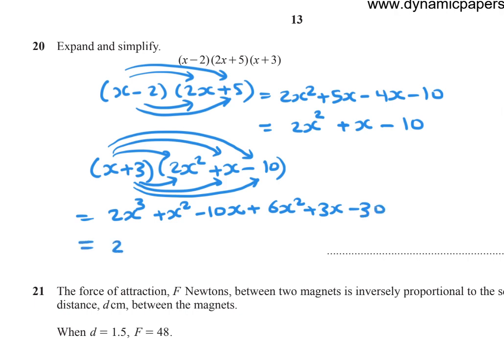Combine the like terms. So 2x to the power 3, x to the power 2 plus 6 x to the power 2, 7x to the power 2. Negative 10 plus 3, negative 7x. And we have negative 30.